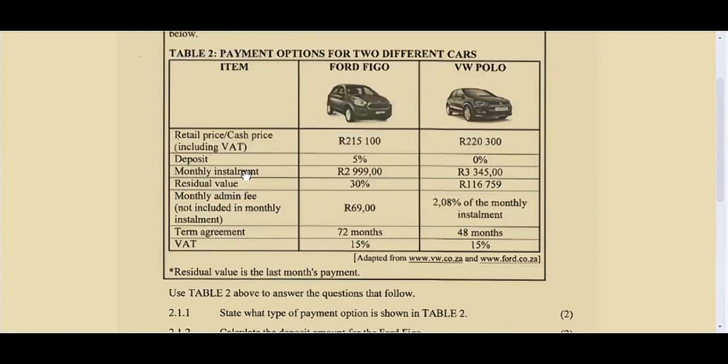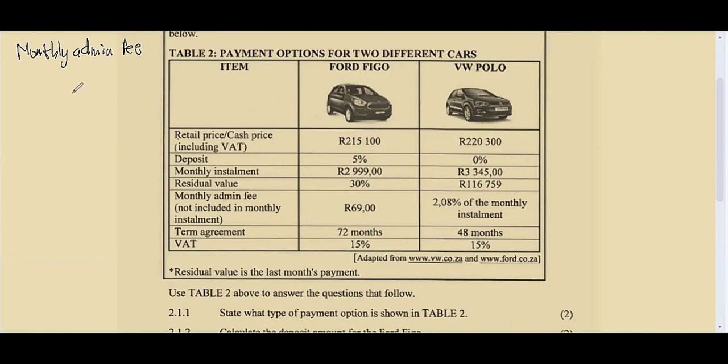So now, with the monthly installments for the VW Polo, we can see we are given 3,345 rands, and then the residual value we are given as the full amount, 116,759. But then the monthly admin fee, we are not given an amount there. Instead, we are given a percentage. They say there should be 2.08% of the monthly installment, right? So the monthly admin fee are calculated as a percentage of the monthly installments. So that means the first thing that we have to figure out there is the monthly admin fee, right? Let's calculate the monthly admin fee.